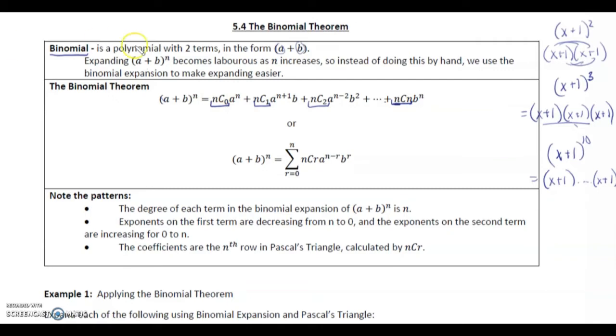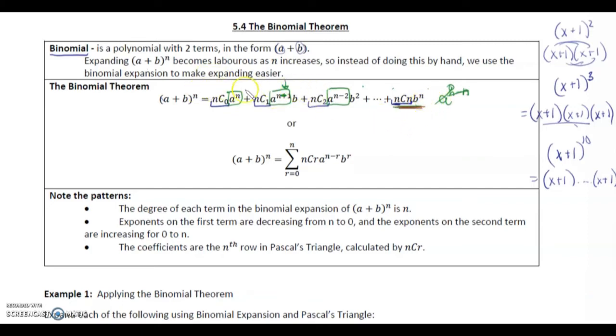Now, here's where we pattern. We're going to start with a to the n, then a to the n minus 1, a to the n minus 2, a to the n minus 3, a to the n minus 4, all the way to n minus n. In this last term, it's going to be a to the n minus n, which is a to the 0, which is just 1. So that goes away, and that's why in this last term there's no a variable.